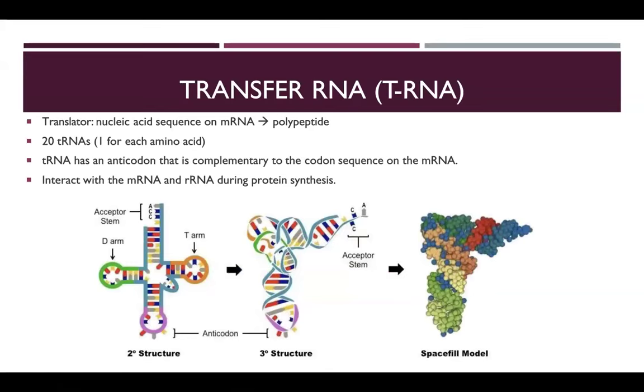Then you have transfer RNA. Transfer RNA is extremely important as it is what brings the amino acids during translation. So transfer RNA contains nucleic acid sequences to help create your polypeptides. There are 20 different variations of transfer RNAs, one for each amino acid. And then transfer RNA has an anticodon. So mRNA has codons, which are groups of three bases. Transfer RNA contains an anticodon that's complementary to that codon and is able to bring whatever amino acid is necessary in. And it interacts with the messenger RNA and ribosomal RNA during protein synthesis.